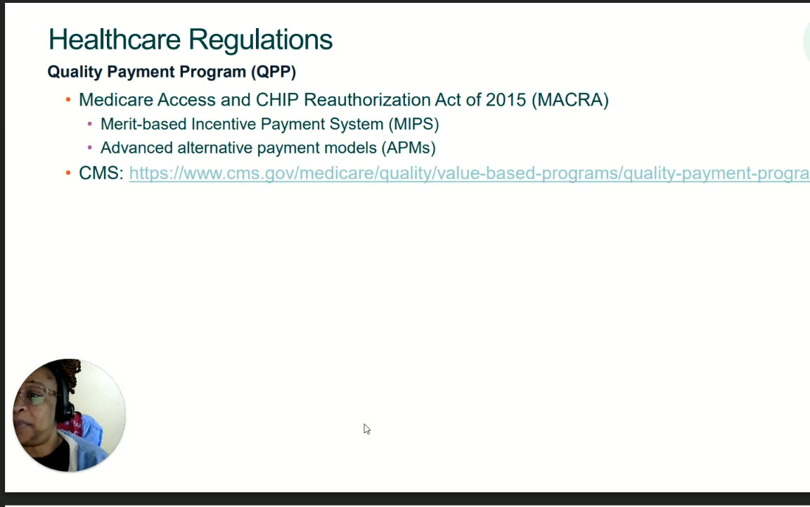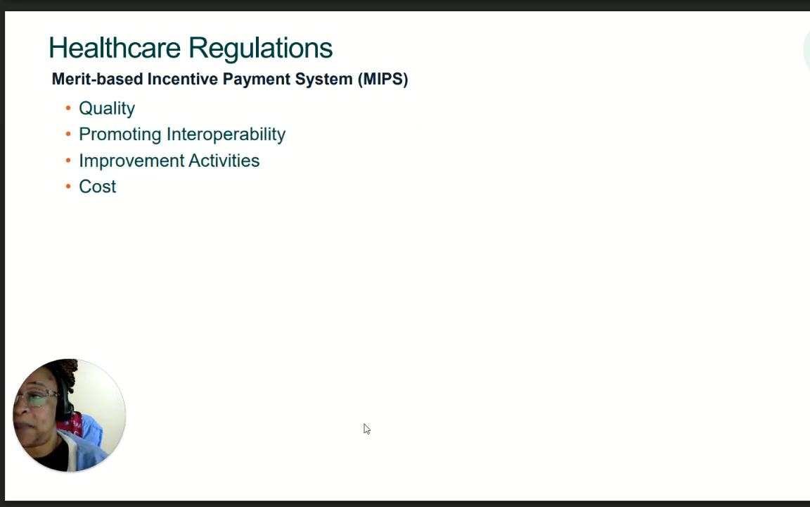Lastly, the Quality Payment Program, which is QPP. This is from the Medicare Access and CHIP Reauthorization Act of 2015, the Merit-based Incentive Payment System, and Advanced Alternative Payment Models. You can also see all of them on the cms.gov website link that is in the actual program here. Merit-based Incentive Payment System: quality, promoting interoperability, improvement activities, and cost.